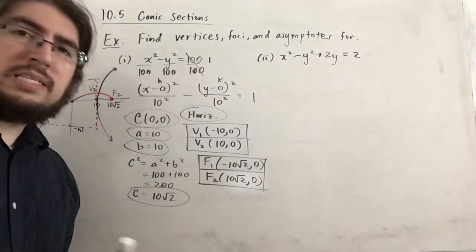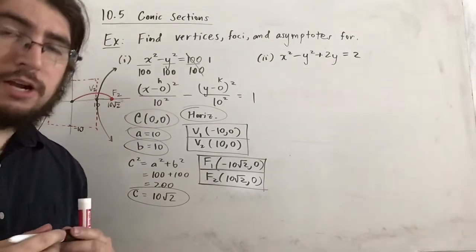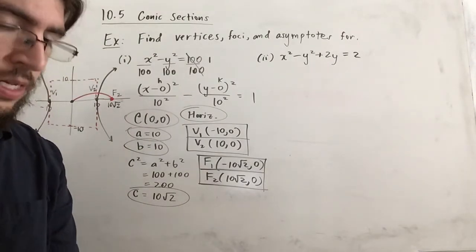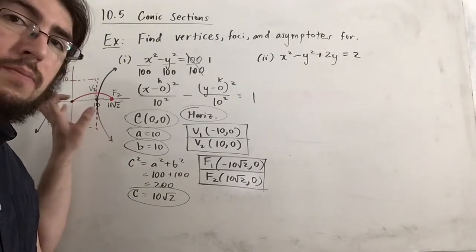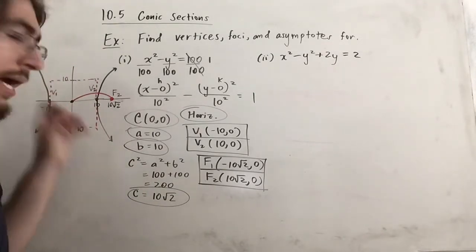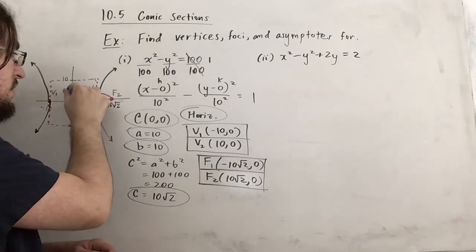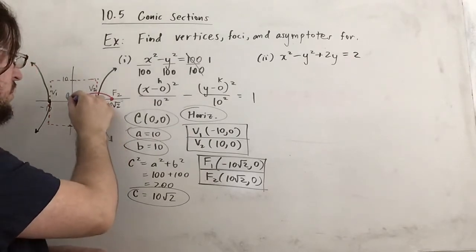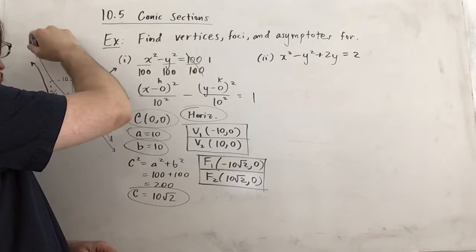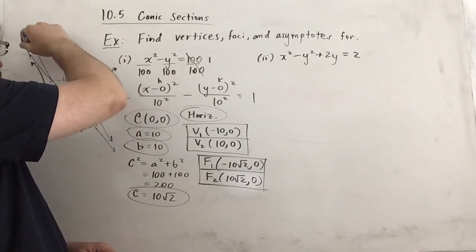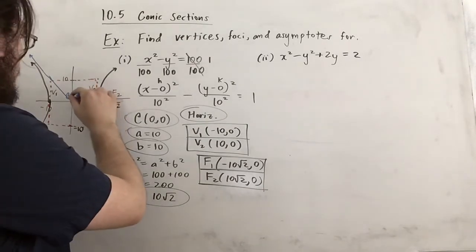Now, the only thing that's still a mystery to us is, of course, the asymptotes. But here's all I'm going to tell you. The asymptotes connect the corners of this box that pass through the origin, pass through the center. So remember, this is the center that I'm labeling in blue. So this will be one of the asymptotes, like that, and the other one will be over here.